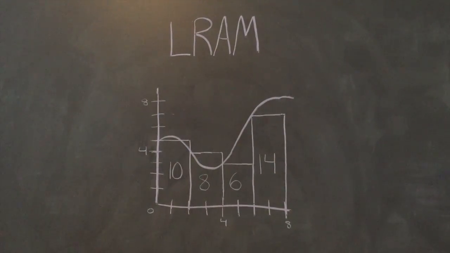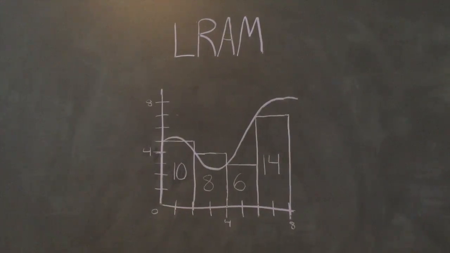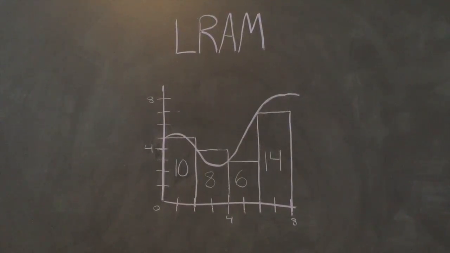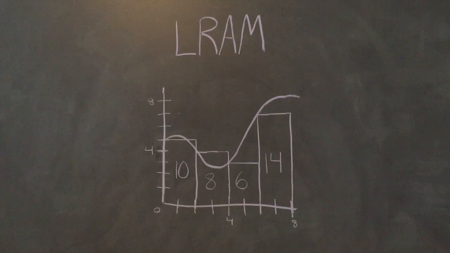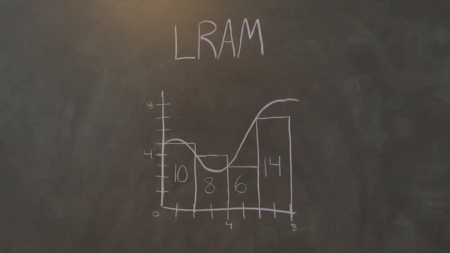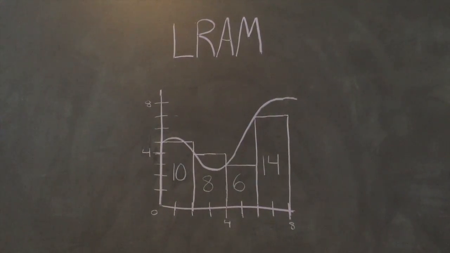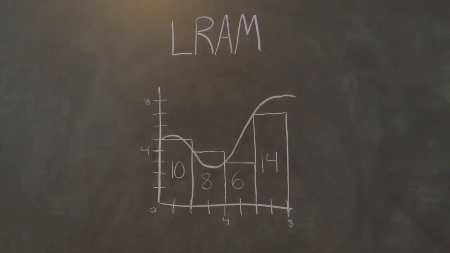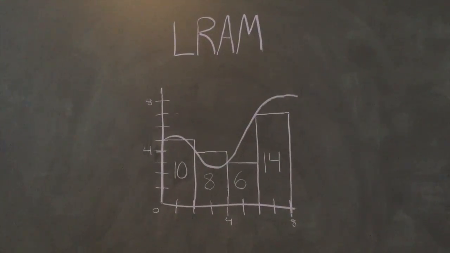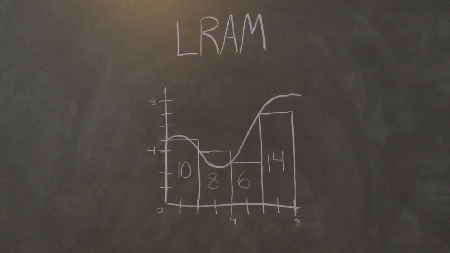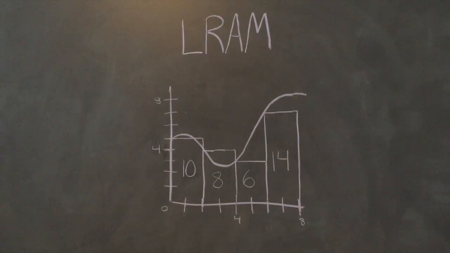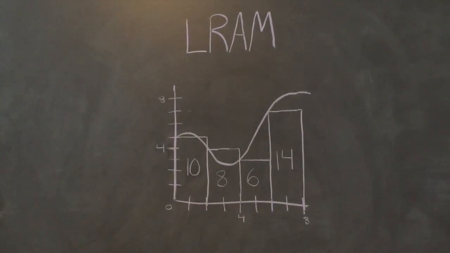It is important to note that this is just an approximation. You're not going to get the exact area from using LRAM, RRAM, or MRAM. In the case of LRAM, you can note that whenever the graph is descending, you get an over approximation. You can see this by the way the rectangles stick over the function. And when the graph is ascending, you get an under approximation, which you can tell by the gaps between the rectangles and the function. The way to minimize over approximations and under approximations when using LRAM, RRAM, and MRAM is to make as many rectangles as possible. The more rectangles you have, the more accurate your approximation is going to be.